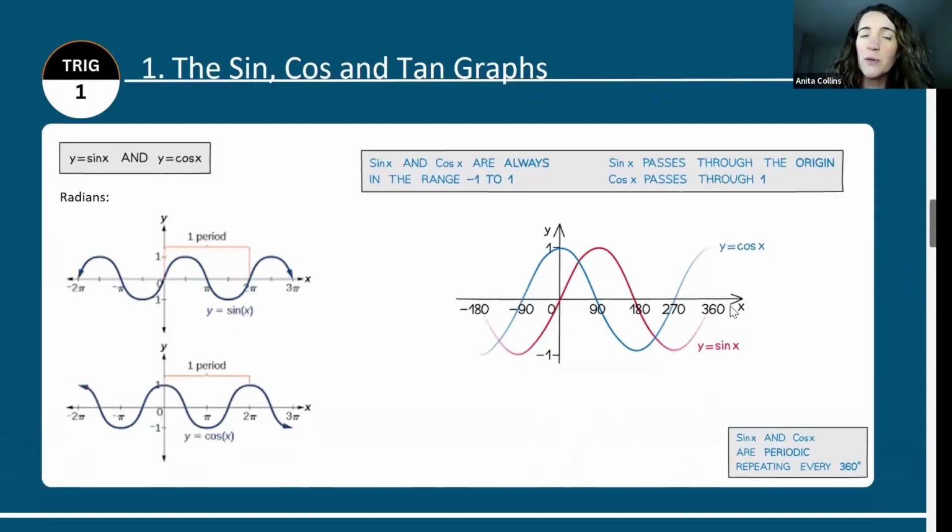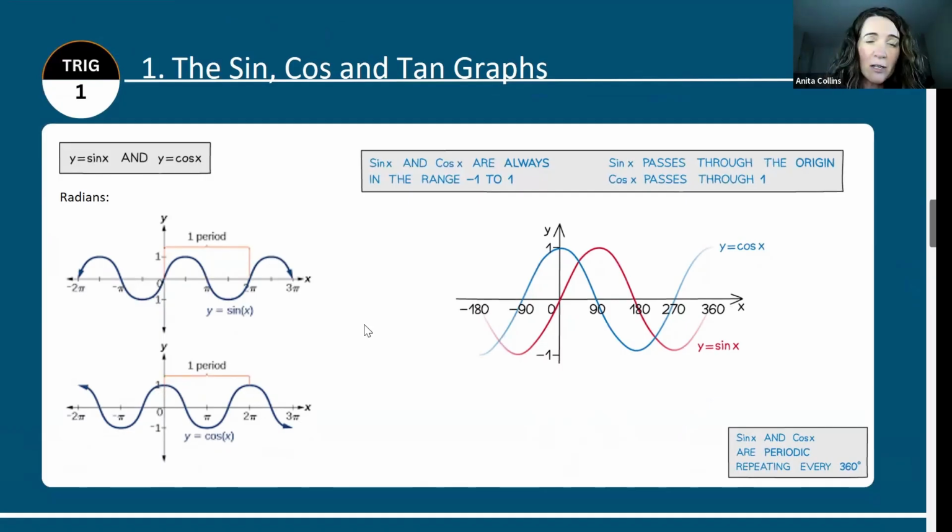Sine, cos and tan graphs. We're going to start by looking at the sine graph and the cos graph. Graph of y equals sine x and y equals cos x. So this first one here is the sine graph. You'll notice that it goes through (0, 0). It has this lovely, what we call sinusoidal wave, as does the cos graph.